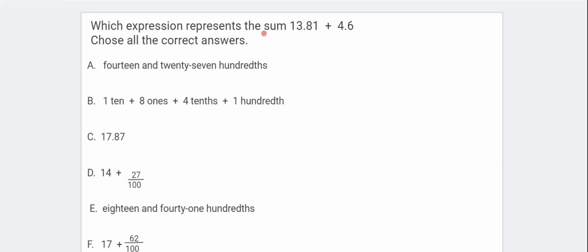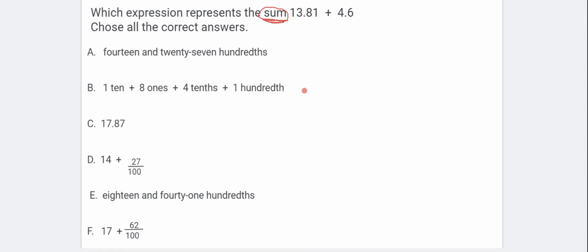So first I notice I see the word sum. What operation am I doing if I am finding the sum? That's right, I am going to have to use addition. I also notice they gave me an addition symbol as a hint. And I also have to look at all of these options and choose the one that shows my sum or the total. It also says choose all the correct answers. So I notice that I might have more than one correct answer.